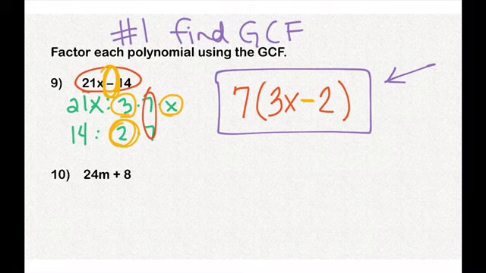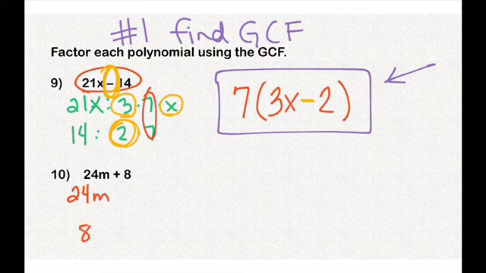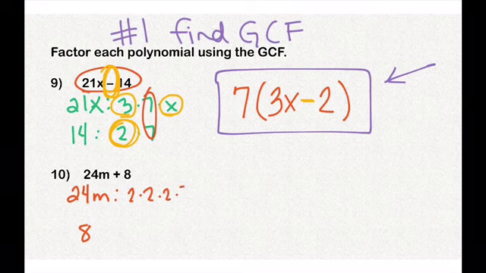Something times something is equal to that product. And so the GCF is what we're going to be focusing on today. So let's do number 10. Take the two terms, so 24m and 8. Let's break them down. 24m is 2 times 12 times m. 8 is 2 times 4.